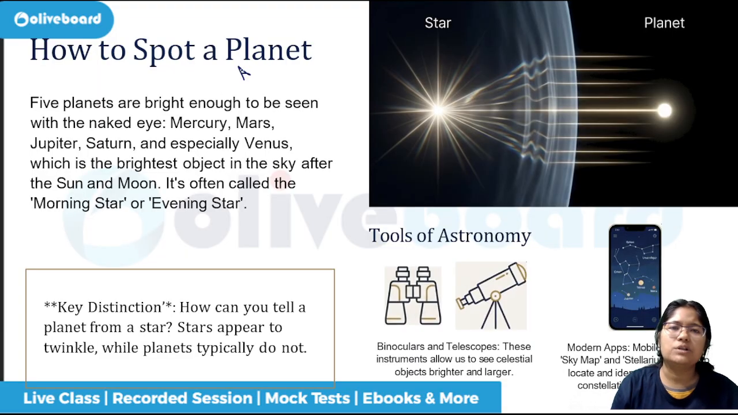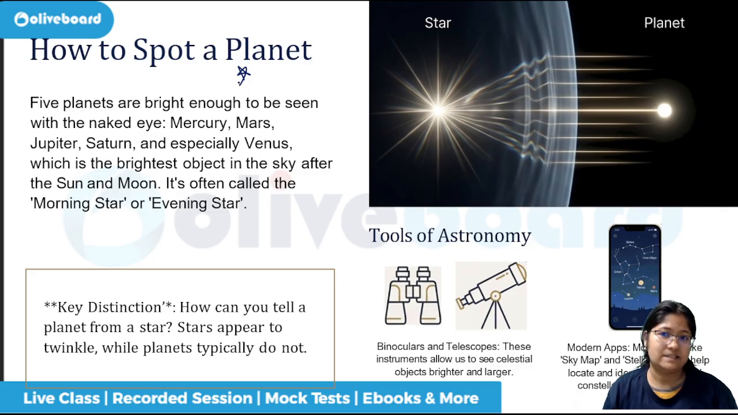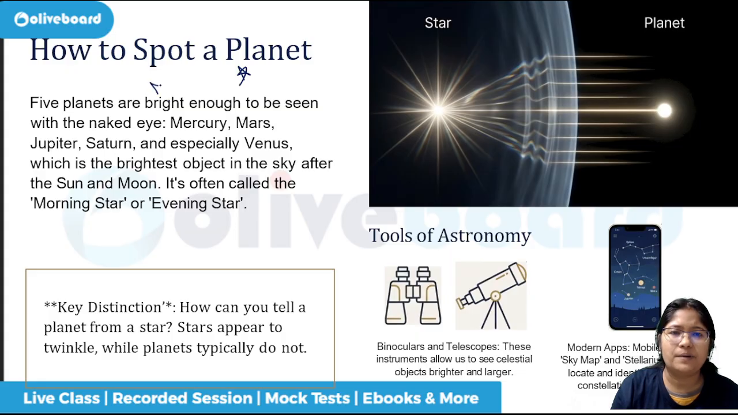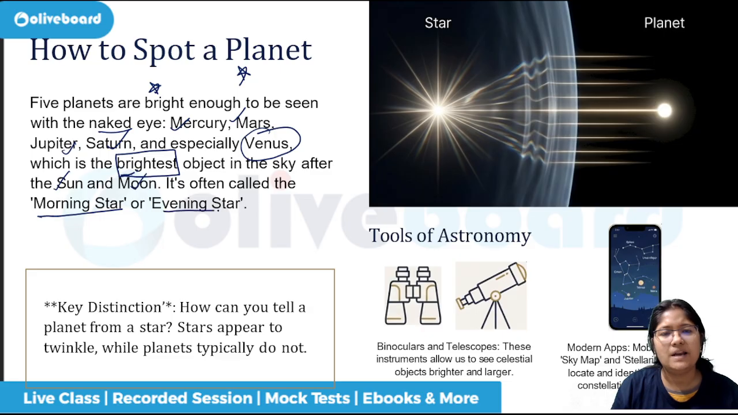How do we spot a planet in the night sky? How is it possible? So, five planets are bright enough to be seen with the naked eye: Mercury, Mars, Jupiter, Saturn, and especially Venus. Venus is the brightest object in the sky, just after the sun and the moon, and that is why it is known as the morning star or the evening star.